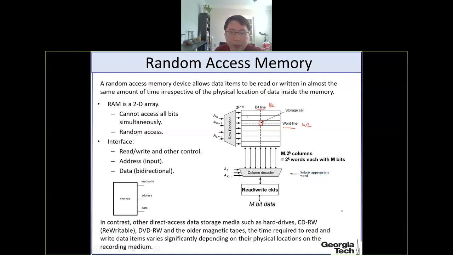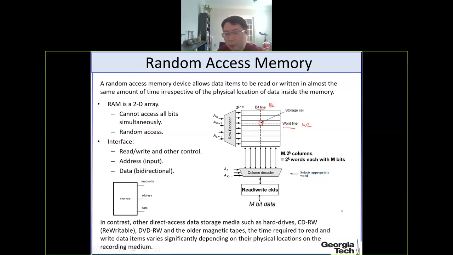That means no matter which location the data is in the array, you spend almost the same time to read or write independently. In contrast, some other data storage, such as the hard drive, or CD or DVD, or even older magnetic tapes, the time required to read or write the data varies significantly depending on their physical locations in the recording medium.